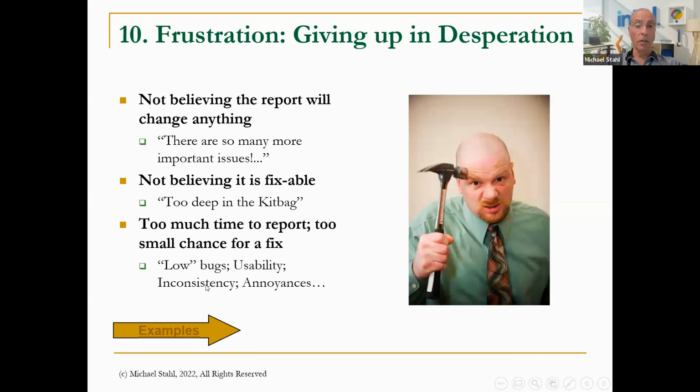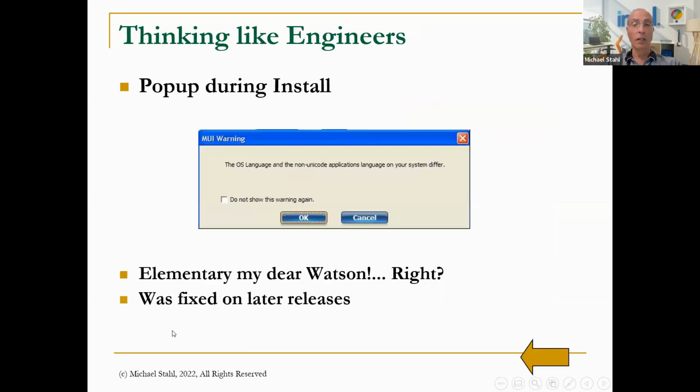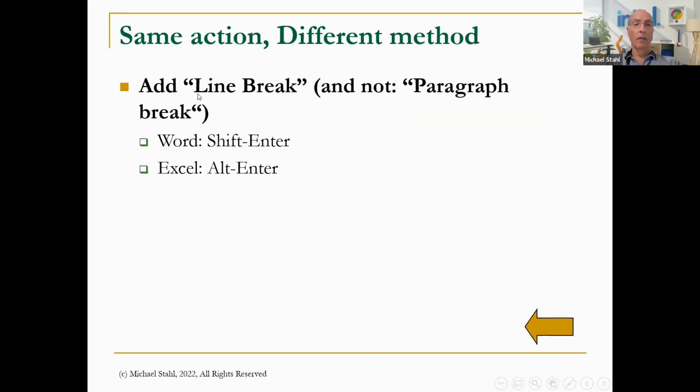Inconsistent bug. Let me show you what I mean by inconsistency. And this is something I'm sure you've all seen. Did you ever think about it? If you want to add a line break in Office, in Word you have to use Shift-Enter, in Excel you have to use Alt-Enter. Why? Why is it not the same? I don't know why it's not the same. It should have been the same, right?